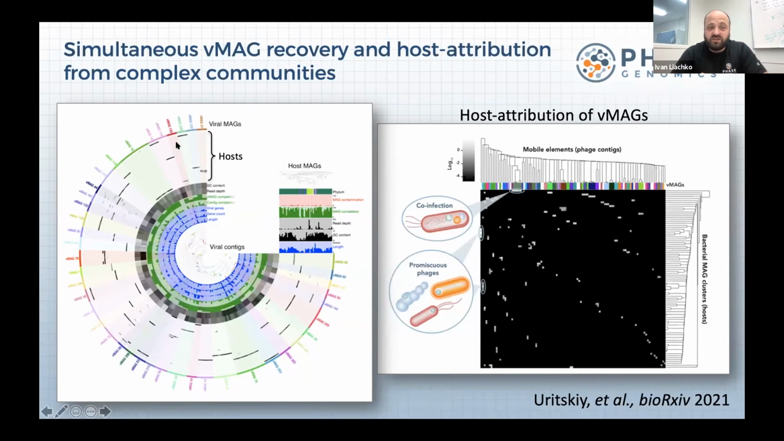And not only are we reconstructing these viral MAGs, we're simultaneously connecting them to their hosts. So in this figure, on the x-axis are the mobile elements, the phages, and on the vertical axis, these are the bacterial MAGs. So we can tell which phages are touching which bacteria, right? Who are they infecting? And you can even get things like a co-infection event, where multiple phages are infecting the same bacteria. Or on the contrary, promiscuous phages, where you have one phage that's infecting multiple hosts. So you can dynamically measure the phage host range in a complex microbial community without having to culture anything, without having to do high molecular weight DNA or sort cells or anything like that.